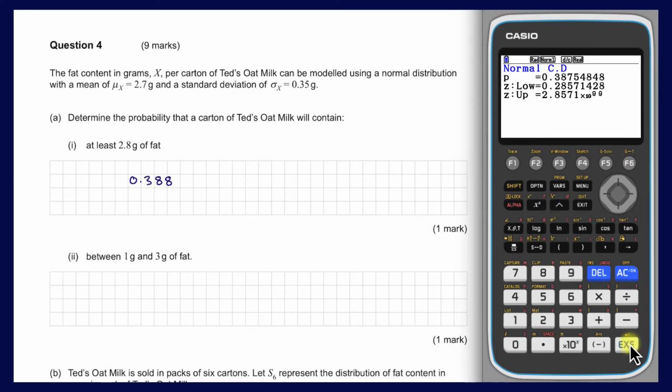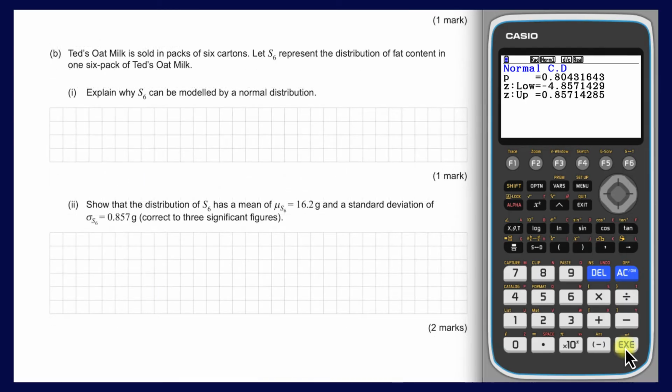The next calculation is the probability that fat will lie between 1 and 3 grams, also a normal distribution calculation. So exiting out of here, moving up, we can change our lower bound to 1 and our upper bound to 3, and executing that command we get 0.804.